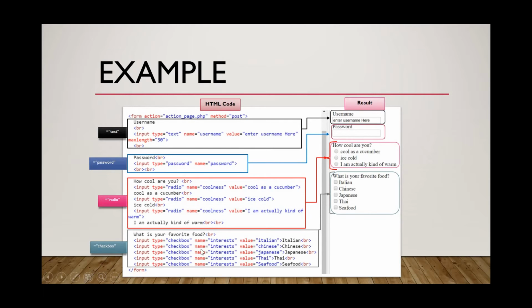Then for the final one, another example is just using the checkbox method. What is your favorite food? All the names are the same, they're all interests, and then the values are different. So we would know what interest food they have based off of what buttons they check. Then we close out the form tag, and all of these would be in the same form.